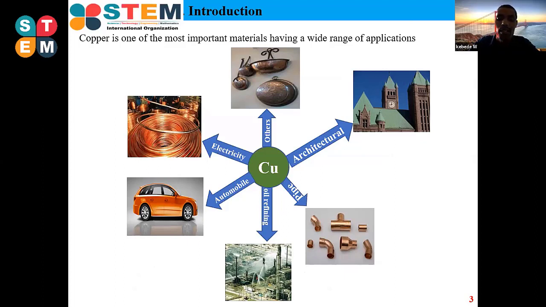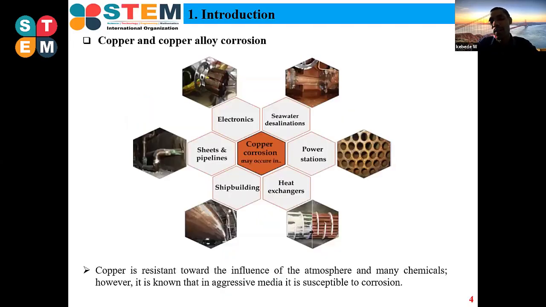Actually, in the world, there is really high economic cost, so it is often necessary to protect the materials or reuse materials. Copper and copper alloys can be corroded in different situations: in the sea, in electronics, in pipes, and in other usage such as in power stations. So there is a need to protect.